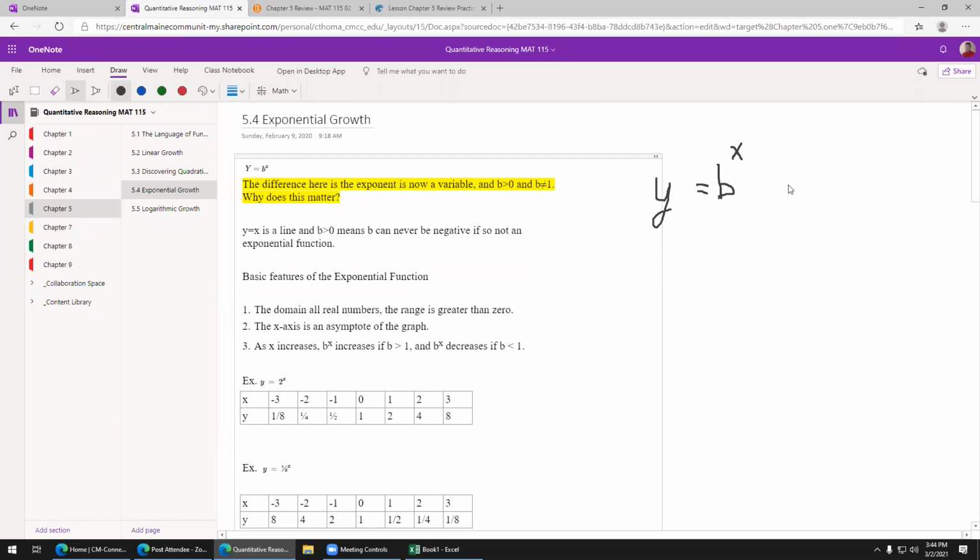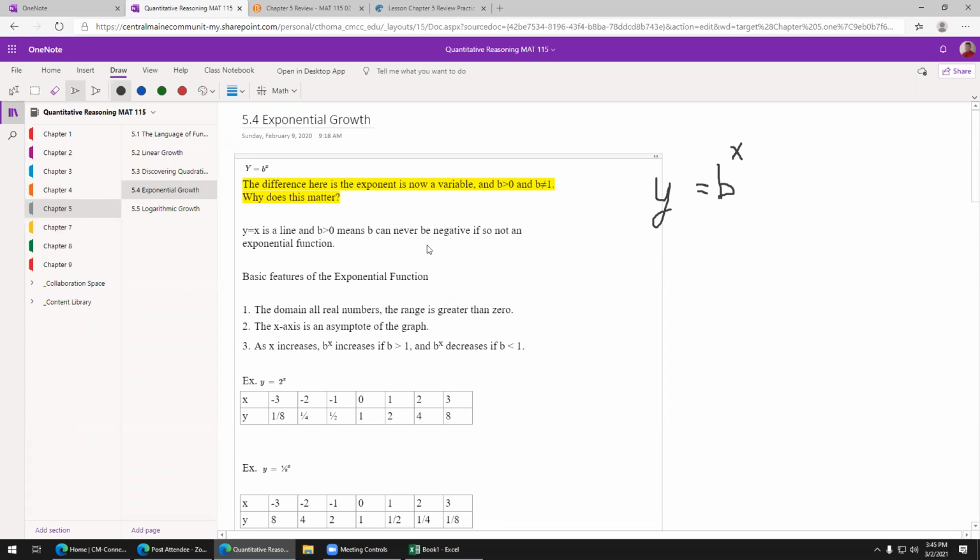So in everything we've done so far, the variable has been the base. In fact, not parameters, that's not the right term. It's been the base. So it's either been linear in the linear case or quadratic in the quadratic case, but it has always been the base, right? Now my exponent is the variable, and so that's where it gets interesting.